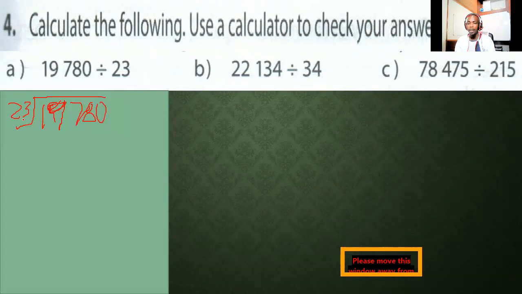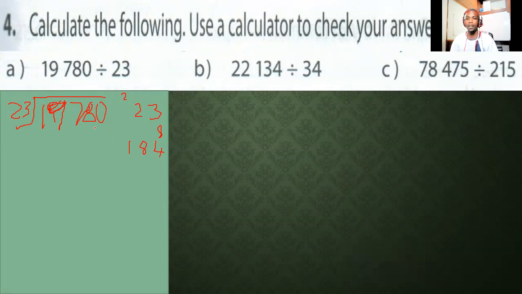So if I use 8, right, 200 divided by 25, it's 8. Let me see. Now, 23 times 8. 8 times 3, 24, carry 2, right? 8 times 2, 16, plus 2, 18, 184. Can you see that? I'm very perfect in estimation.